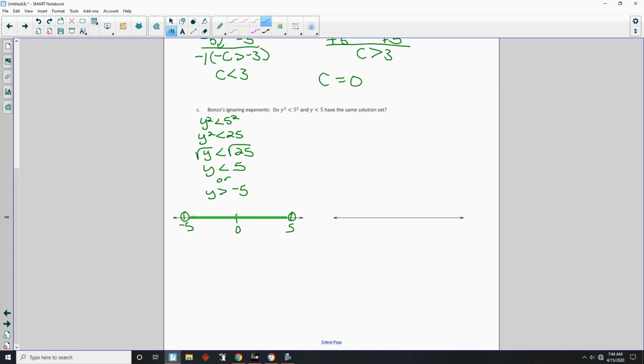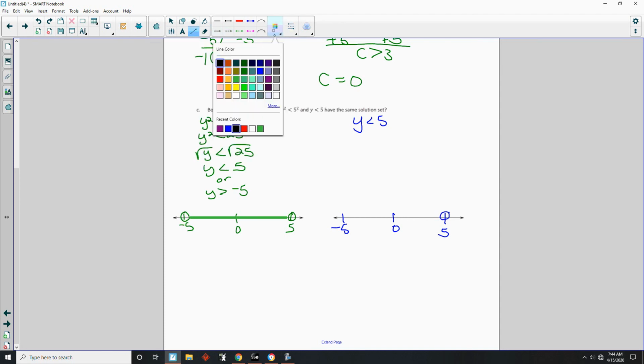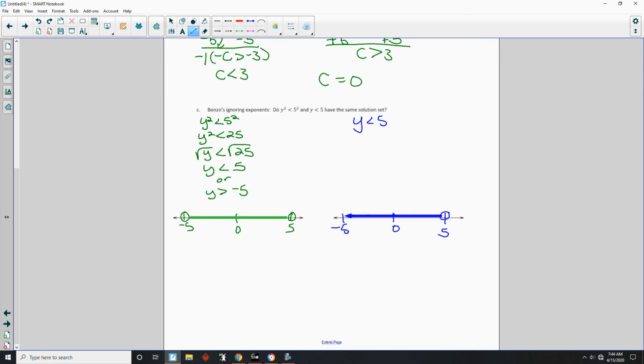And so any value between -5 and 5 will work, but anything greater than 5 or anything less than -5 will not. But if I take this equation, y is less than 5, and I graph that on a number line, so if I had the 5 over here, then I'd have an open circle at 5, and then if I had 0 here and -5 over here, then my solution set would be less than 5. All right, so if I choose a line like so, and thicker, and blue, and drop that onto this graph right here, that's what it would look like.